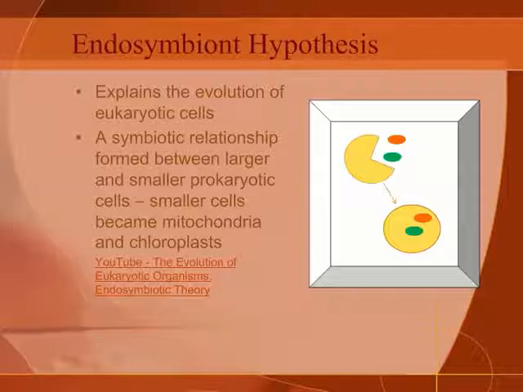Now you have a place to explain the endosymbiont hypothesis. Locate the box below the word endosymbiont hypothesis. Please record that this explains the evolution of eukaryotic cells. Also record this explanation. A symbiotic relationship formed between larger and smaller prokaryotic cells. You can see this in the picture. The smaller cells eventually became what we now know as mitochondria and chloroplasts.